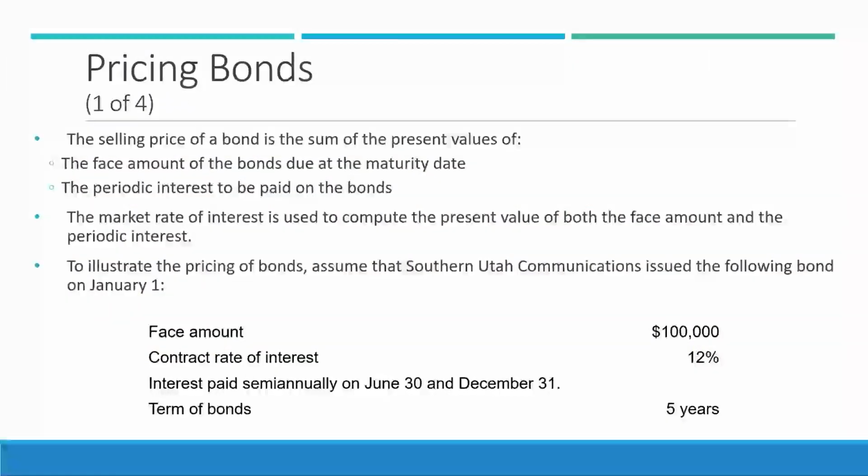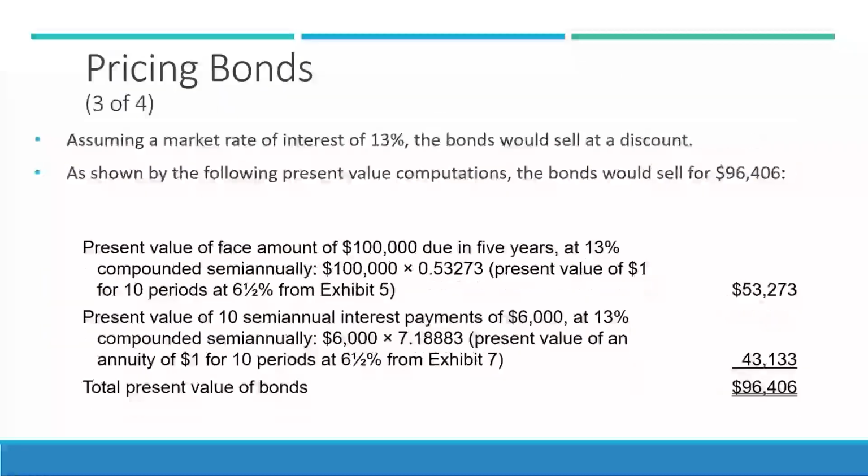And so if the market rate of interest is 13%, then the present value of the bonds decreases and it's going to sell at a discount. And we're going to have our journal entry where we record the cash received of $96,000 and then another debit to discount of $3,600 and then a credit to bonds payable for the $100,000.